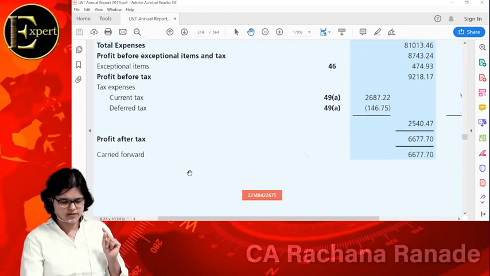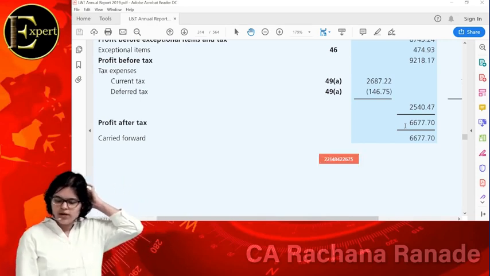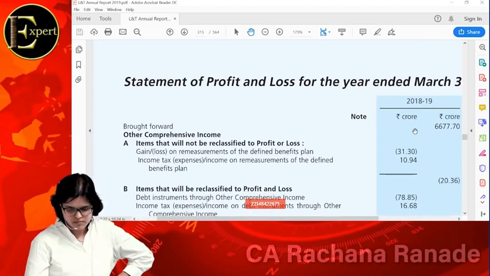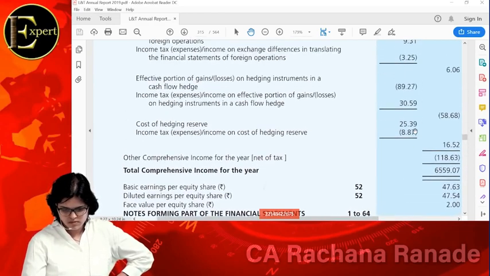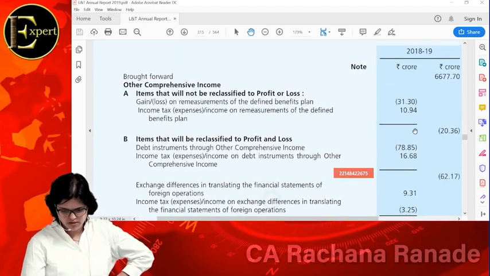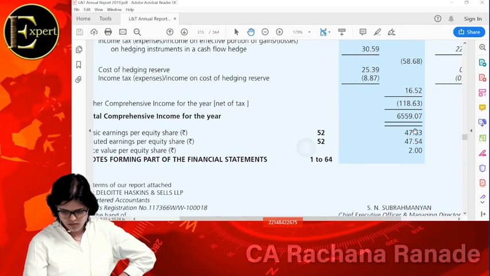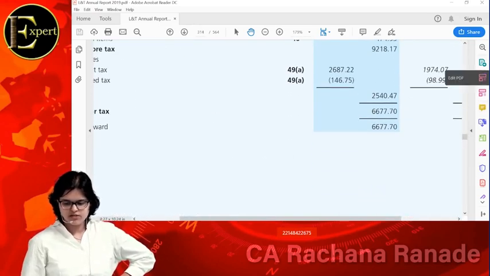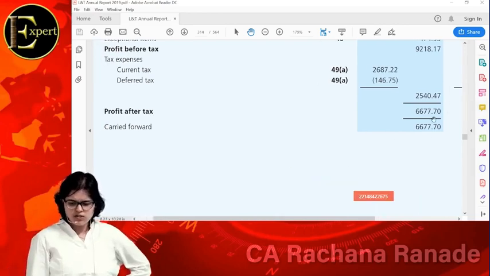One minute, let me complete this. How much is profit after tax? 6677.70. Who can tell me logically? This is the final profit which is left with us. There might be some appropriations here, we might get this figure as well. We'll just check it out. But for the time being, the final profit left with me is how much? 6677.70. Okay, wait. What do you think? Who is the owner of this money?